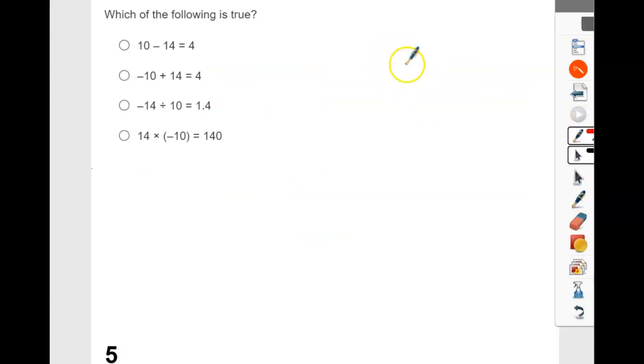Next, which of the following is true? So I'm going to have to evaluate each of these and see which one is going to be true. 10 minus 14, that's going to be the same as if I did 10 plus a negative 14 is another way I can look at it. Okay, when I have different signs, I subtract and keep the sign of the larger number. So 14 minus 10 is going to be 4. And the 14 is bigger, so that would be negative 4. That wasn't the answer that I got here, so that's not correct.